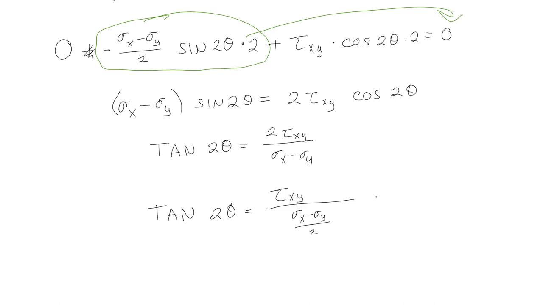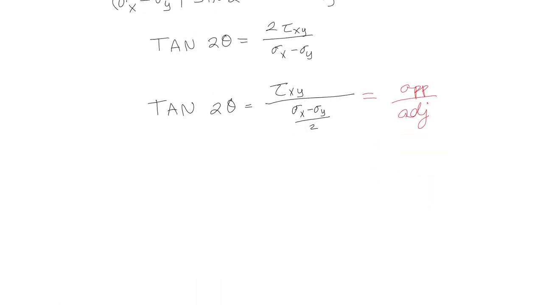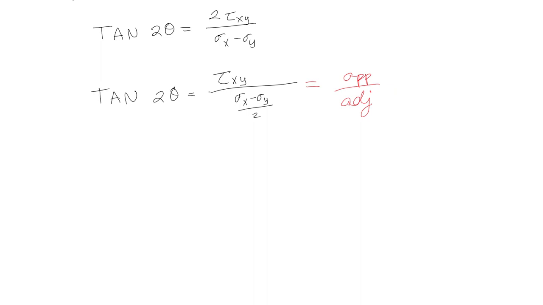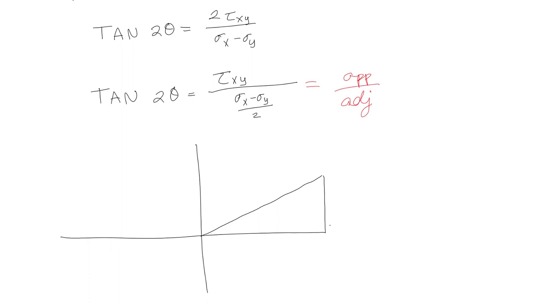Remember that tangent is equal to the opposite over the adjacent. We're going way back now. So the graph of a tangent would look like this. If I had a triangle here, the opposite side would be tau xy, and the angle would be not theta but 2 theta. The adjacent side would be sigma x minus sigma y over 2.